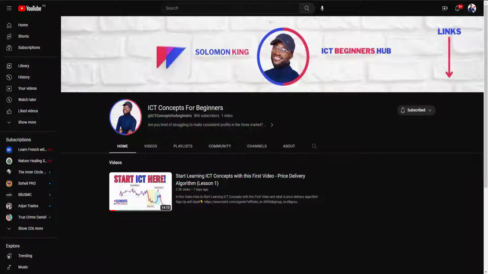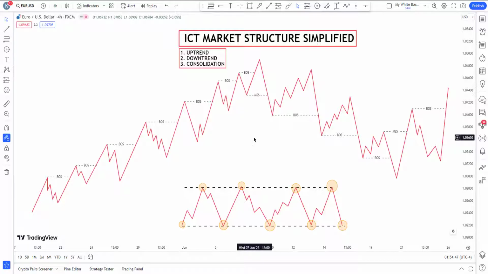So let's get back into explaining what is market structure. If you've ever tried anything about ICT, there are basically three things that happen every time price is moving from one point to another. It is either price is moving in an uptrend, or it is moving in a downtrend, or a consolidation. So these are the three things that you will always see in the market, and I represented all of them right here. I'm going to start with this sketch, and then I'll go back to the chart, and then we will do a practical session right there.